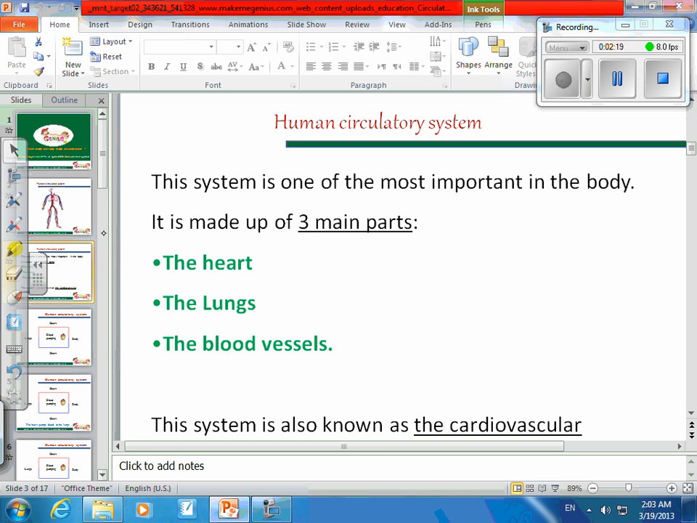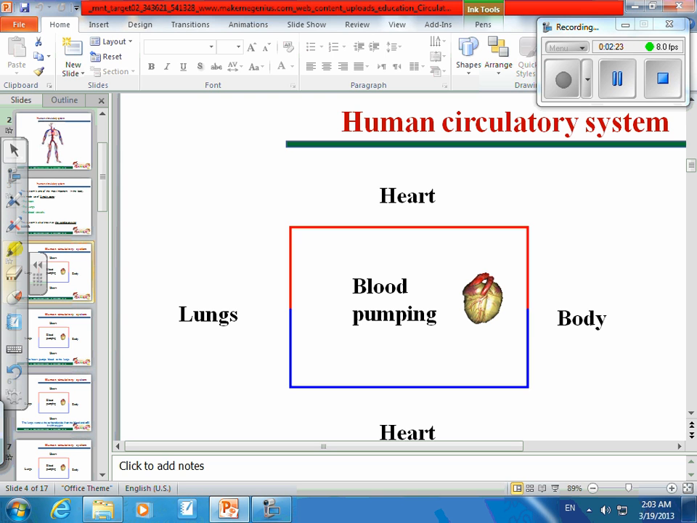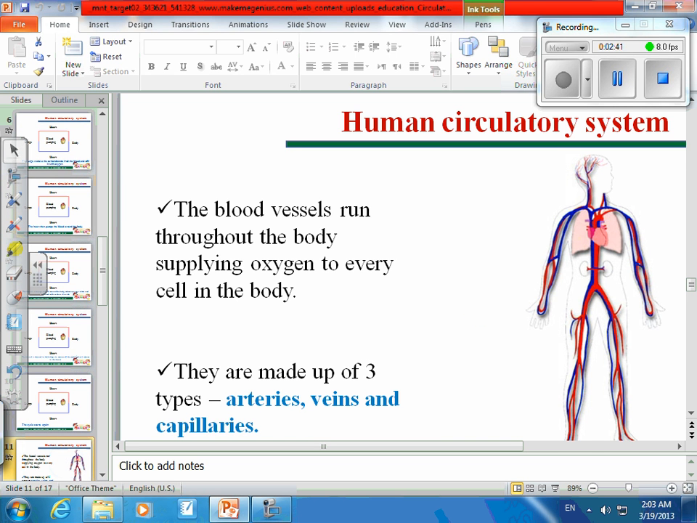This is the heart, and the heart pumps the blood to all over the body. The blood vessels run throughout the body to supply the body with what? Digested food. So through the blood vessels, blood moves and supplies oxygen to every cell of the body.